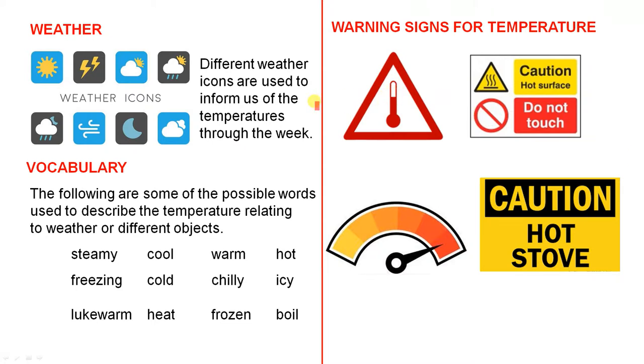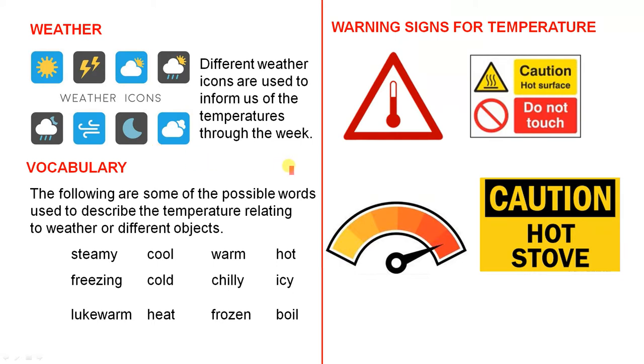Weather. Different weather icons are used to inform us of the temperatures through the week. So icons are just little pictures, and when you see each of these little pictures here, you have an idea what sort of weather to expect. Now you could see these little icons here maybe on the television screen or in some newspapers.